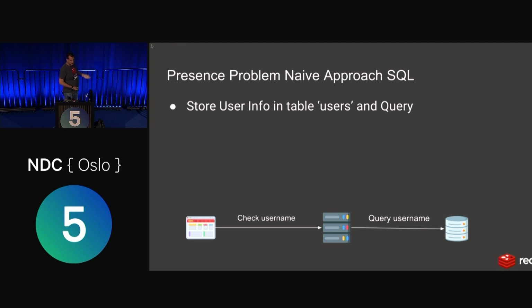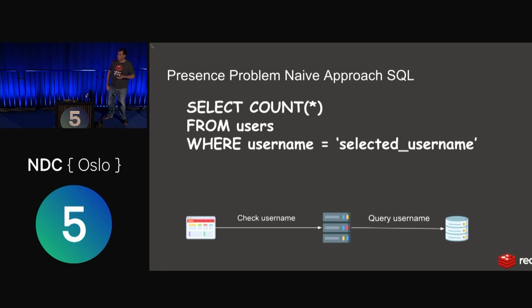So let's think about some ways that we might approach this problem from a naive approach. So we just naively want to say we're going to store all of our user information in our SQL database. And then we're going to run something like this. You've probably seen something like this in the past, a select count star from users where username equals selected username, or you could even do a select one. And you just pull back the count or the user that matches this, and you determine that, oh, that username has been added.